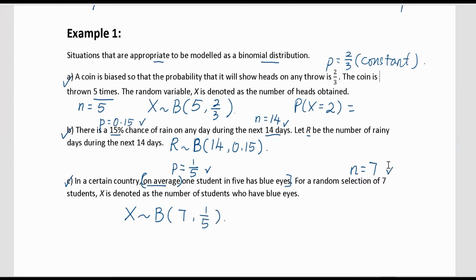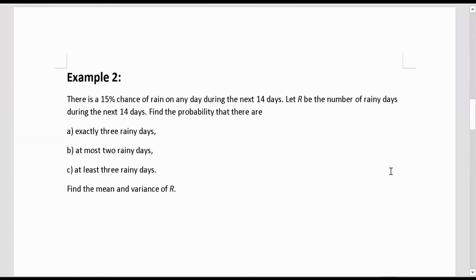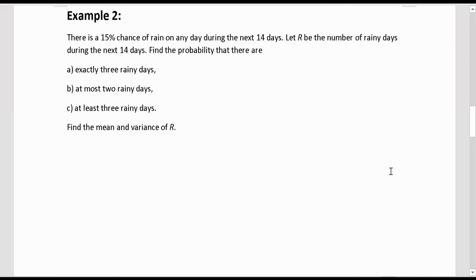Okay, so that is how you see a particular question and determine the N and P so that you can use the binomial distribution formula to find out the probability later. Right, now we look at example 2. So you can tell that this is the example 1B, right?